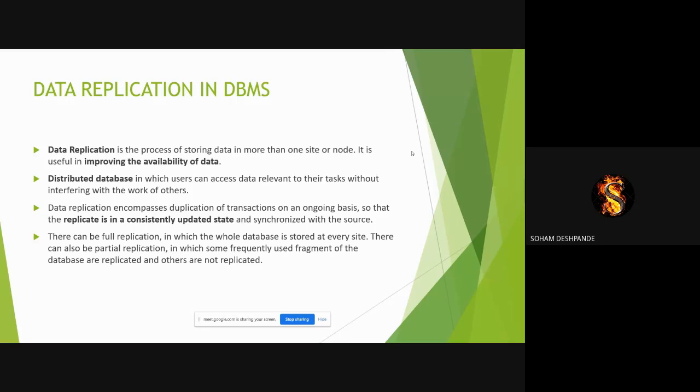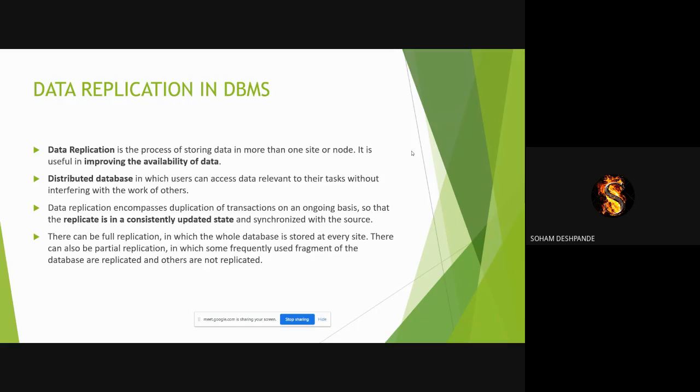Data replication is the process of storing data in more than one site or node. It is useful in improving the availability of data. It is simply copying data from a database from one server to another server so that all the users can share the same data without any inconsistency. The result is a distributed database in which users can access data relevant to their tasks without interfering with the work of others.